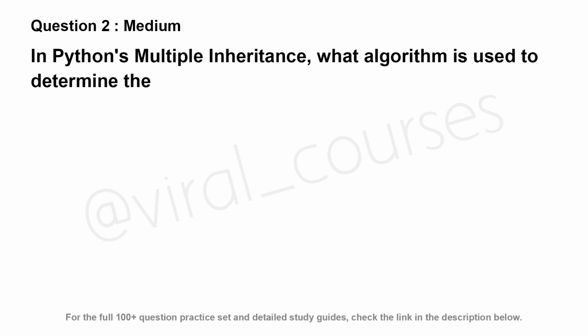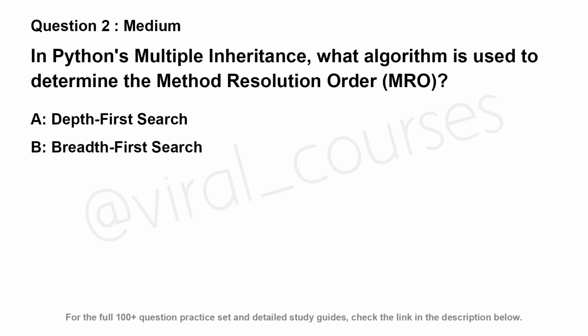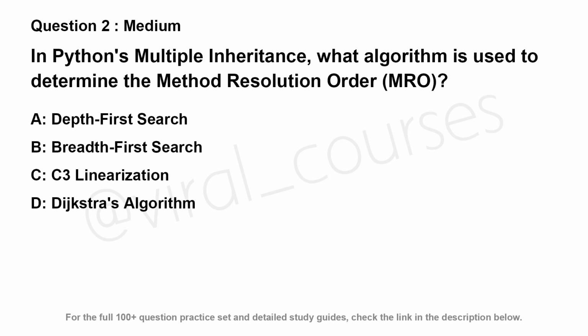In Python's multiple inheritance, what algorithm is used to determine the method resolution order, MRO? Option A, depth first search. Option B, breadth first search. Option C, C3 linearization. Option D, Dijkstra's algorithm.